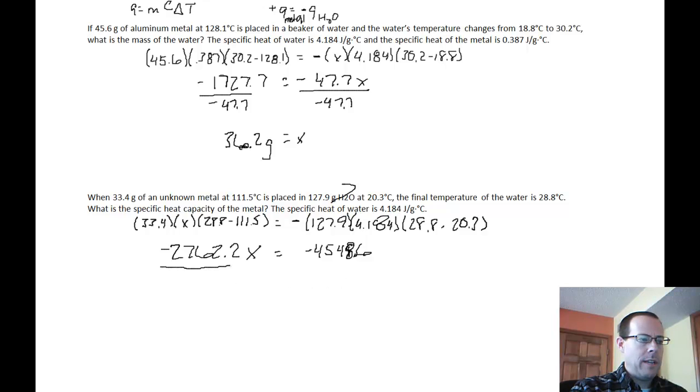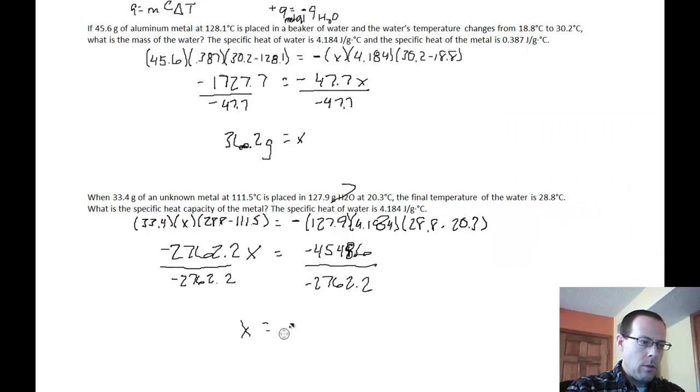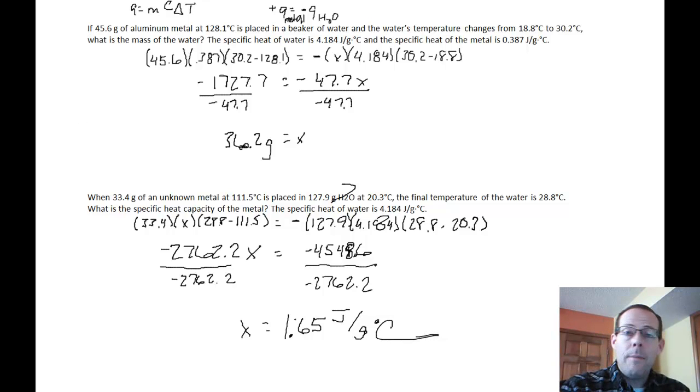And we're going to divide both sides by negative 2762.2. And we find that x equals 4548.6 divided by 2762.2, which is 1.65. And it's specific heat capacity this time, so I have units of joules over grams degree Celsius.